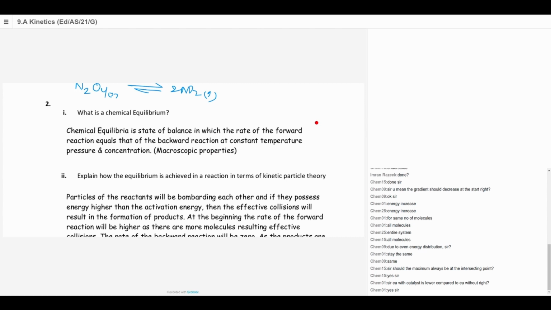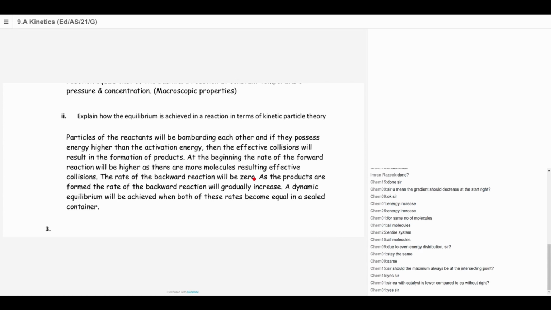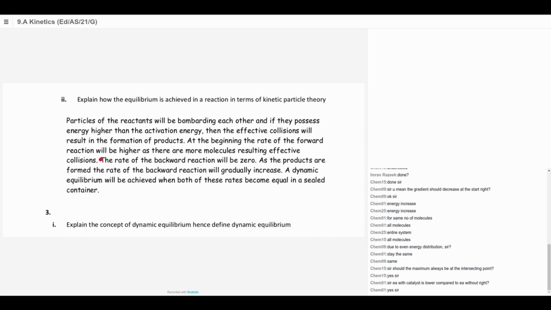So chemical equilibrium is a state of balance in which the rate of the forward reaction equals that of the backward reaction at constant temperature, pressure, and concentration. Particles of the reactants will be bombarding each other, and if they possess energy higher than the activation energy, the effective collisions will result in the formation of products. At the beginning, the rate of the forward reaction will be higher as there are more molecules resulting in effective collisions. The rate of the backward reaction will be zero. As the products are formed, the rate of the backward reaction will gradually increase. A dynamic equilibrium will be achieved when both of these rates become equal in a sealed container.